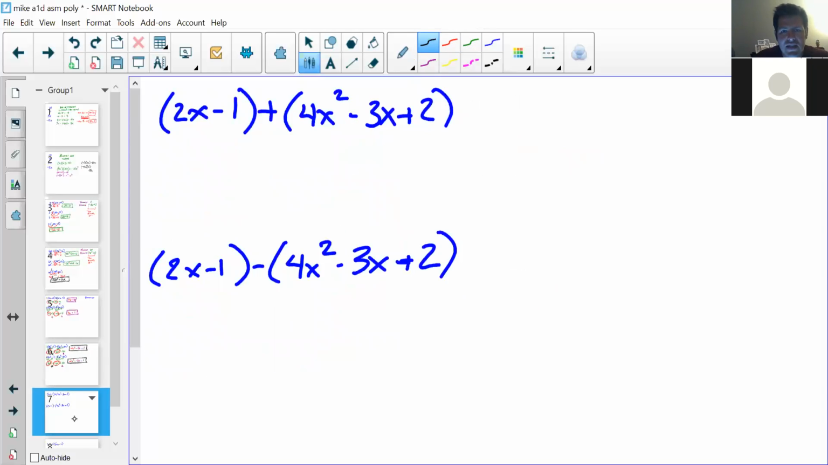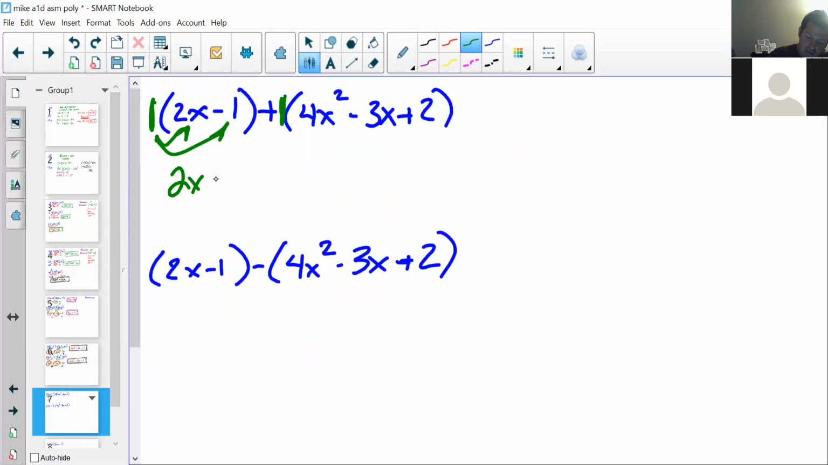Would like to do one last example here. We do have a binomial now with a trinomial. So we have a quantity of 2 terms getting added in the first example and subtracted in the second example to a quantity with 3 terms in it. So same exact process as before. I like to stick a 1 in the front just to kind of give myself a reminder of what's going on in the problem.